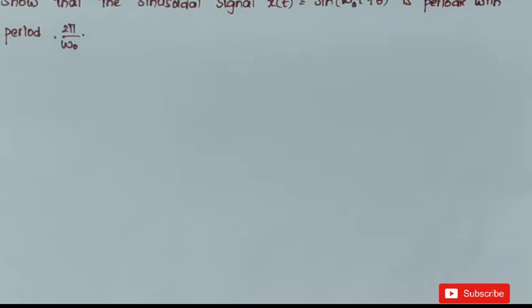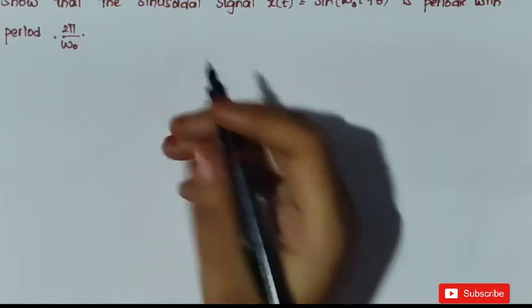Sinusoidal signal x of t is equal to sine of omega naught t plus theta is periodic with period 2 pi by omega naught. Here also it is given that the signal is periodic. Of course we know that every sinusoidal signal is a periodic signal. And here the period is also given, we have to just prove it. So let us first write what is given in the problem.